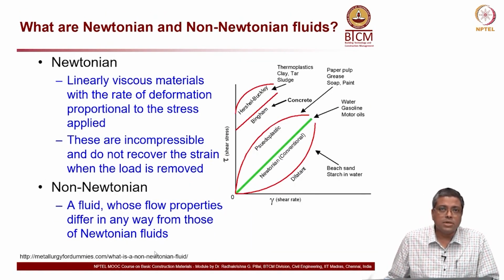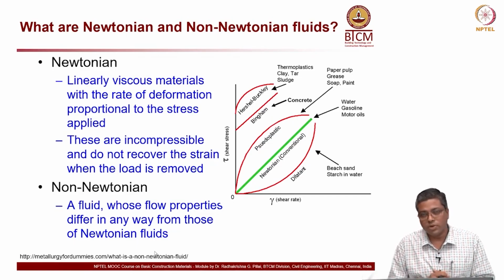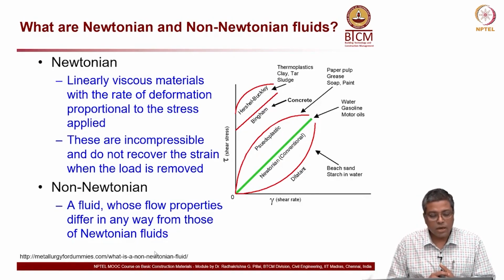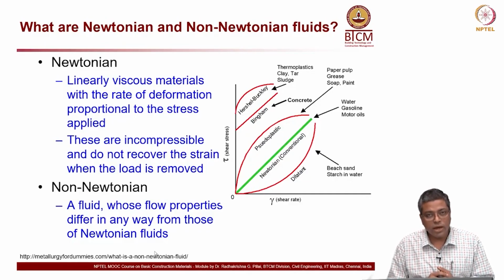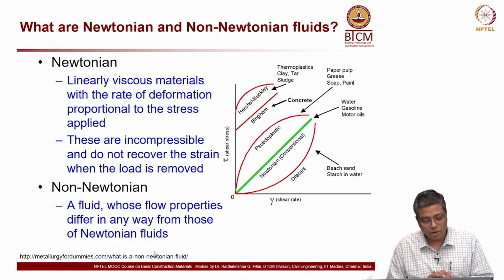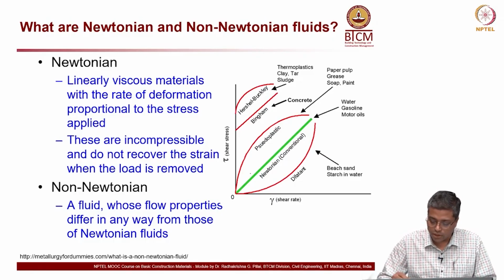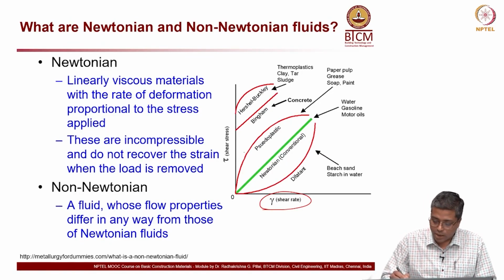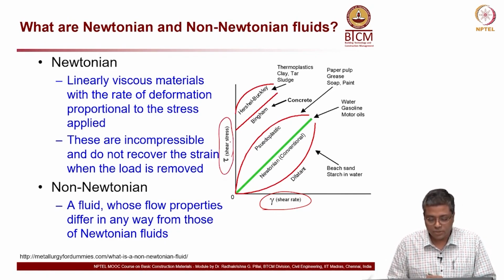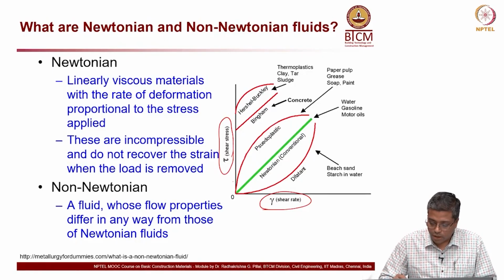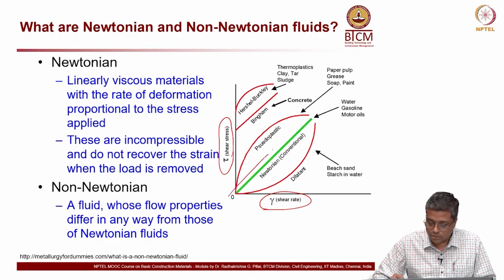Now, two more concepts here. There are two types of fluids when we talk about their shear rate and stress. One is a Newtonian fluid and the other one is a non-Newtonian fluid. So, what is a Newtonian fluid? Look at the graph here. You have shear rate on the abscissa and shear stress on the ordinate. Here the Newtonian fluid is the one which is following the green line.